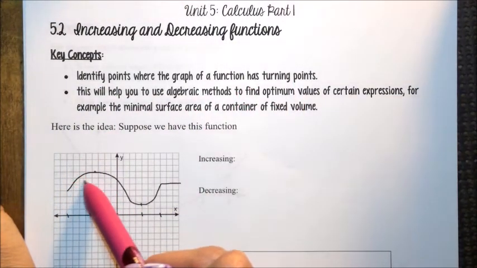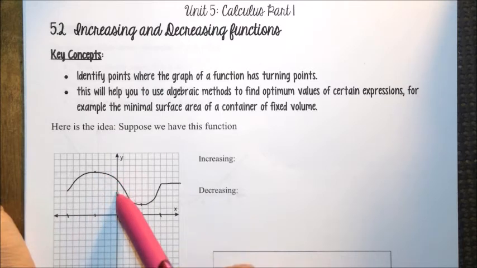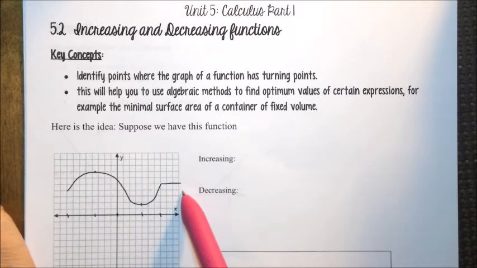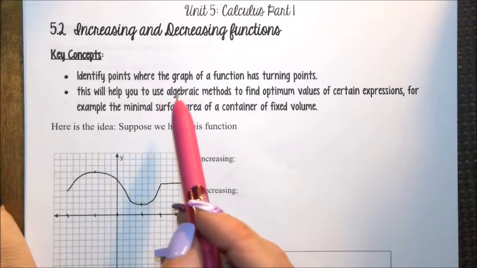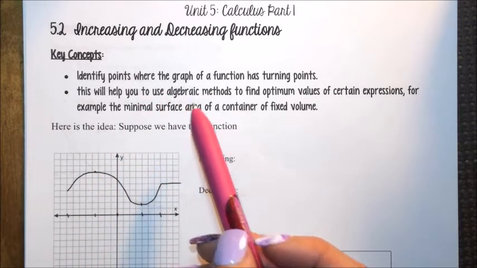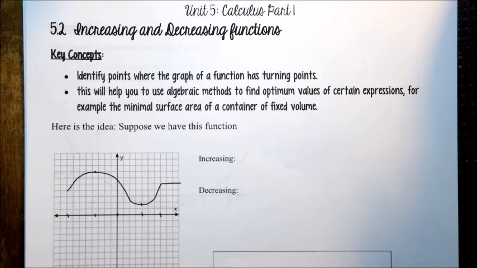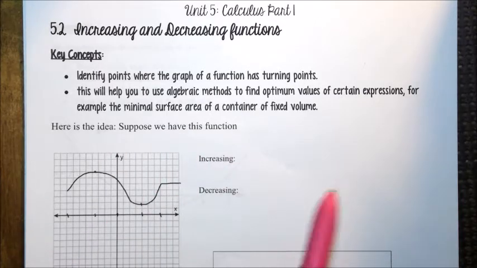So you can see turning points, like it turns here, it comes down here, and then it turns and starts going up, and then it turns there. This is going to help us use algebraic methods to find optimum values of certain expressions. For example, the minimum surface area in a container of fixed volume. That would be lots of application in this.